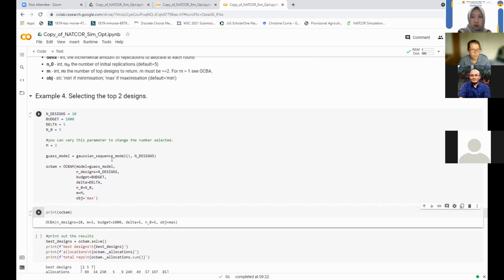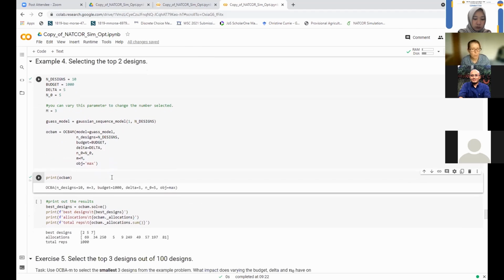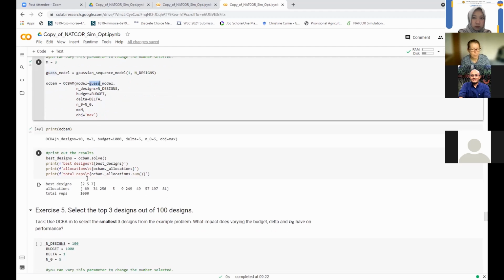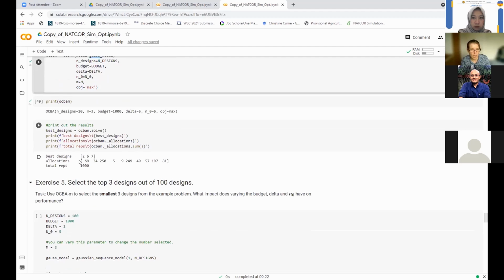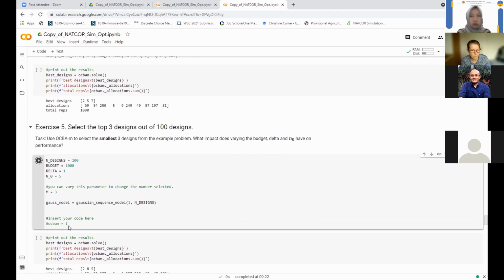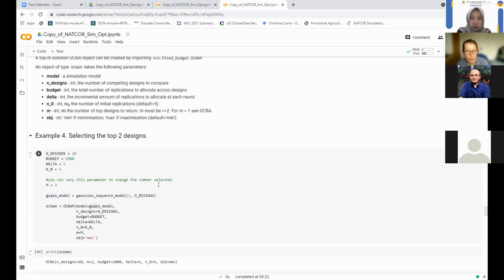And you can run that. So note that if you do play around with this, you need to misspell Gauss with a U before an A, and print out the results. And then you can look at selecting the top 3 out of 100 designs, which hopefully doesn't have that same problem. No, because I haven't actually put any code in. Good.